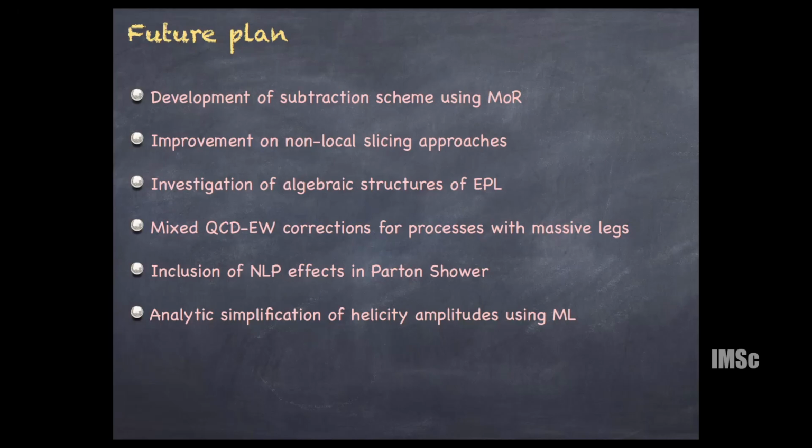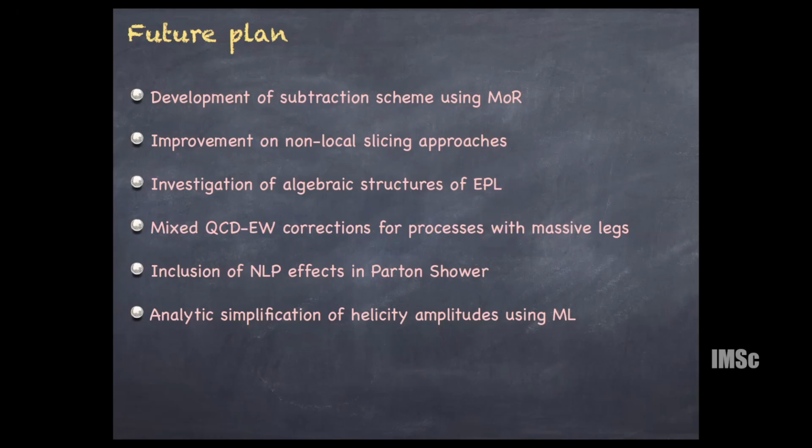The improvement of the non-local slicing approach, because there are some subtleties in the N-jettiness or the QT subtraction. N-jettiness works for V plus jet production, but it has huge power corrections. Whereas QT does not work well for jet production, but its power correction is less. So whether there is a way to make them both work at the V plus jet level.